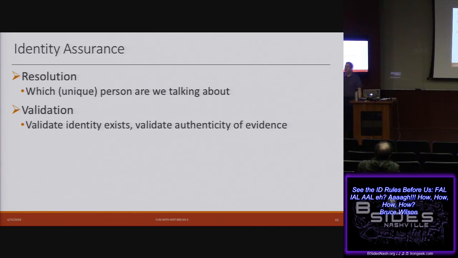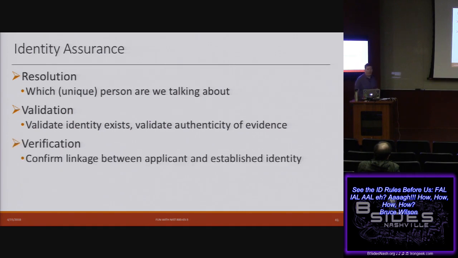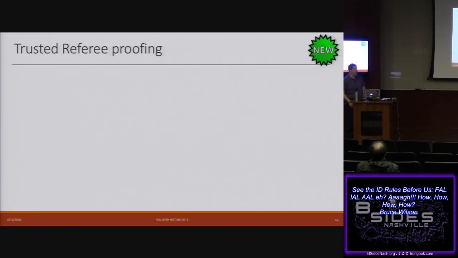Validation is to verify that that identity actually exists and that there's some authenticity of evidence. The driver's license that I presented was actually issued by the state of Tennessee, for example. And then verification is, for example, the biometrics, that the picture on my driver's license actually matches who I am. So all of this is rolled up in identity assurance. And this is a nice clean separation between this and the authentication piece.